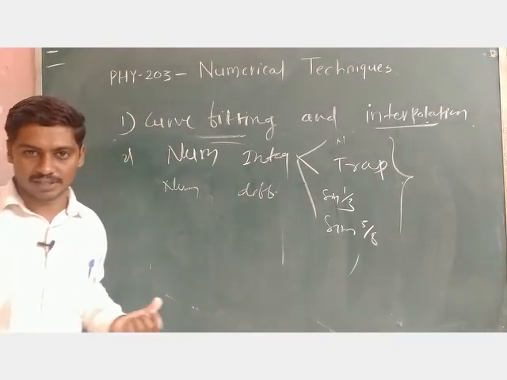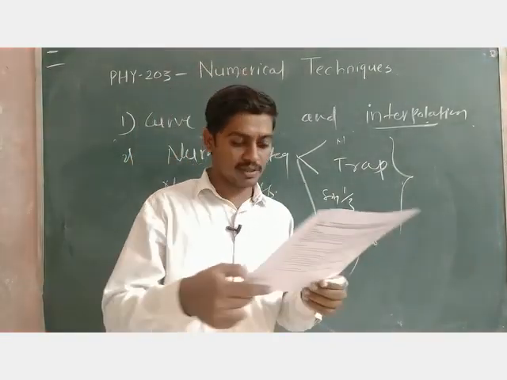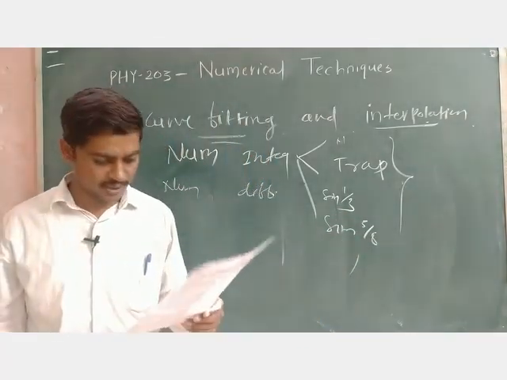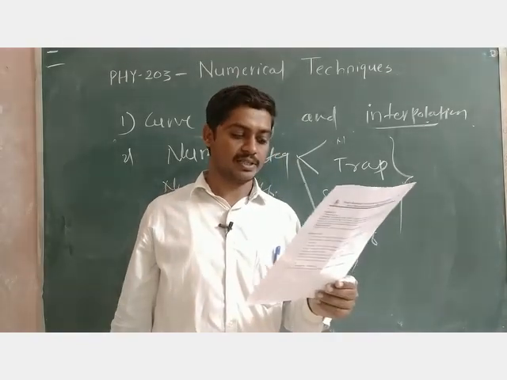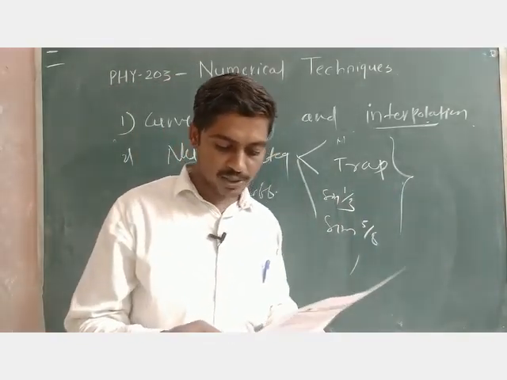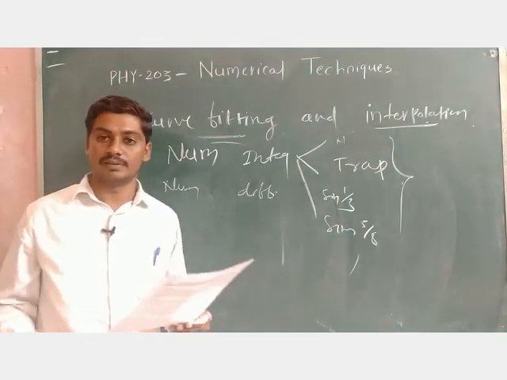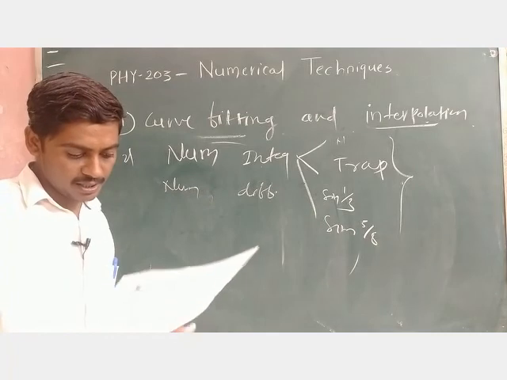So here we are going to study the Gauss elimination method, then pivotal condensation method, Gauss-Jordan elimination method, Gauss-Seidel iteration method, Gauss-Jordan matrix inversion method, and Gauss elimination method, right? So by using all these methods we are going to solve the simultaneous equations.